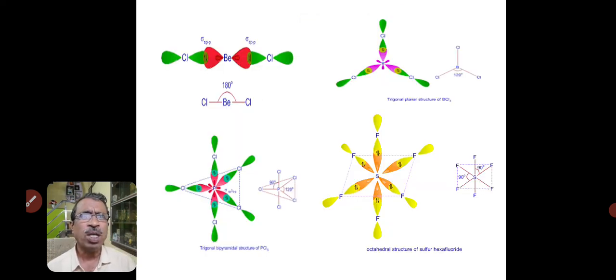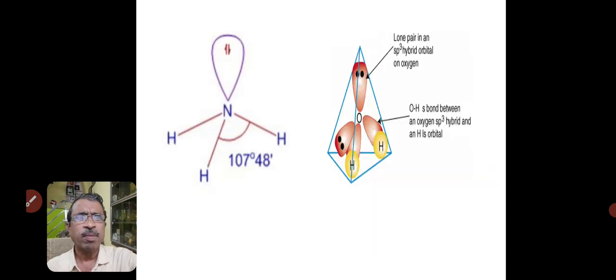This slide shows the shapes of the various molecules and their orbital diagrams. Beryllium chloride: if they ask you to draw the orbital shape of beryllium chloride, you must be able to draw the above structure. Similarly, boron trichloride and then phosphorus pentachloride, these are all the orbital diagrams. This slide shows the structure of ammonia and the structure of water.